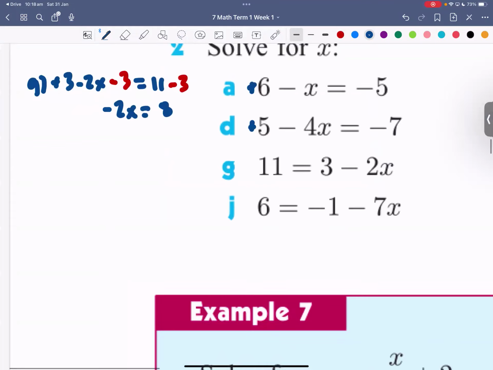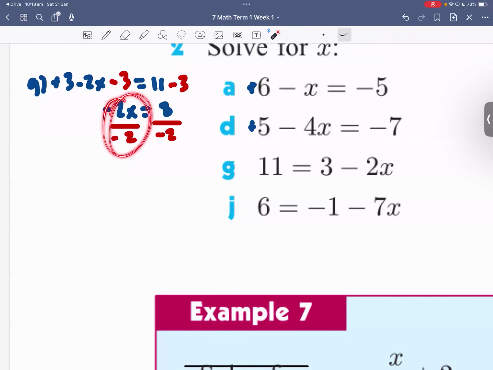How do I get rid of the -2? Divide both sides by -2. Class, what's -2x divided by -2? x. And what's 8 divided by -2? -4 is correct. Well done. Remember, we're just using our skills from earlier today where we were isolating the x. But now we're doing it to both sides of the equation.